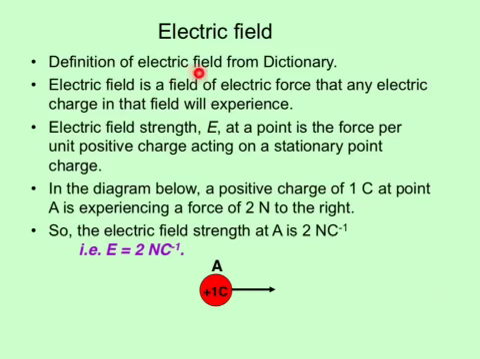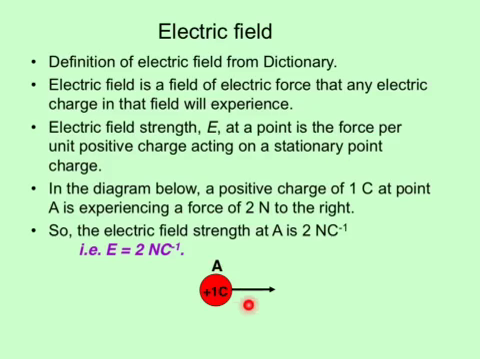Definition of electric field from the dictionary. You have to memorize by heart. Electric field is a field of electric force that any electric charge in that field will experience. Electric field strength, symbolized by capital E, at a particular point is the force per unit positive charge acting on a stationary point charge.